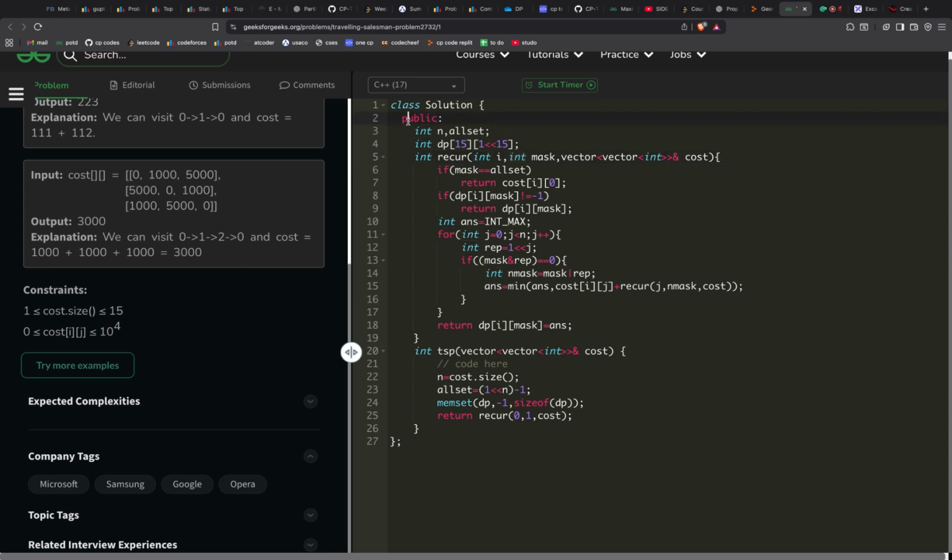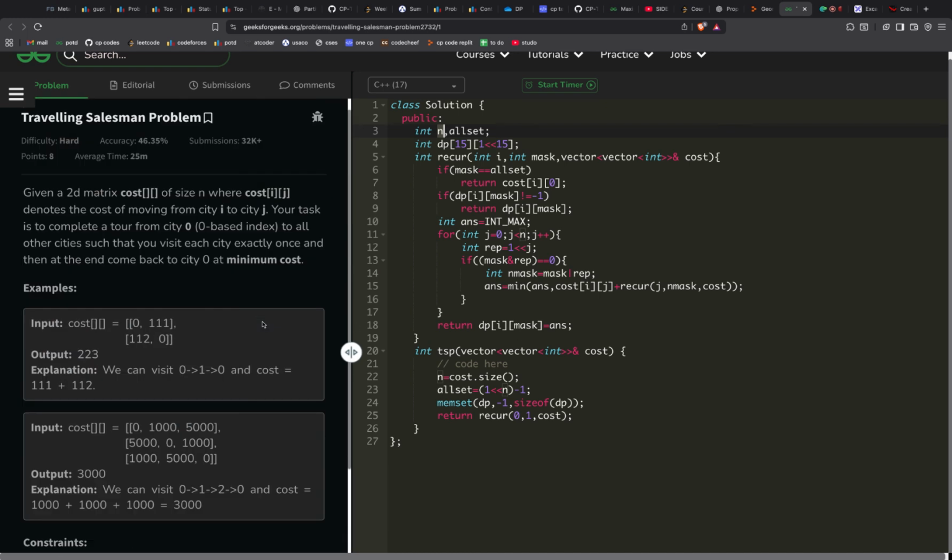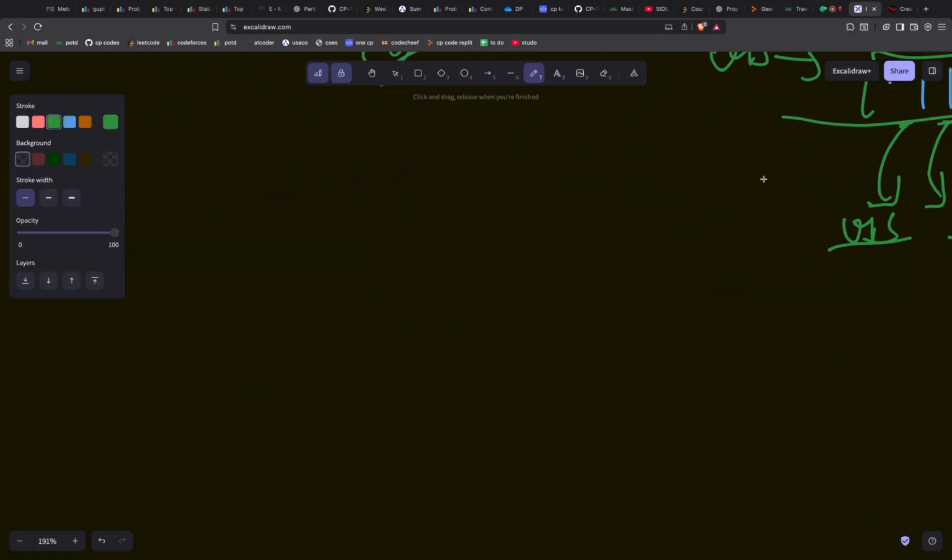Okay. So basically create two global variables. N is basically the number of vertices in our graph, so n is cost.size here. All set. So what is all set here? See, what would be a base case here?